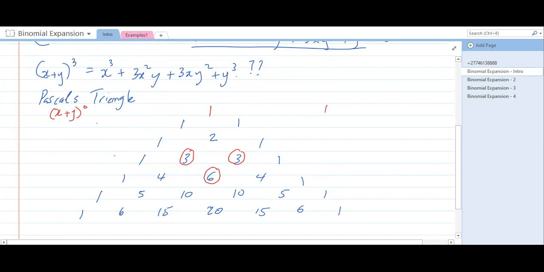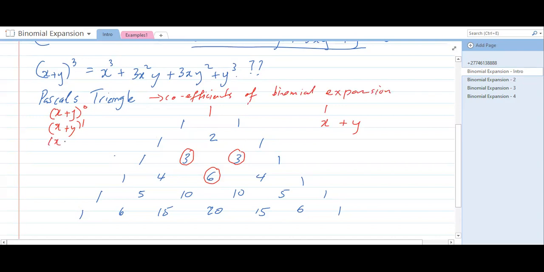If you're looking at the next one, you can just write down x plus y to the power 1. The result will just be x plus y. Now, Pascal's triangle helps us to get coefficients, right? Coefficients of binomial expansion. Right.